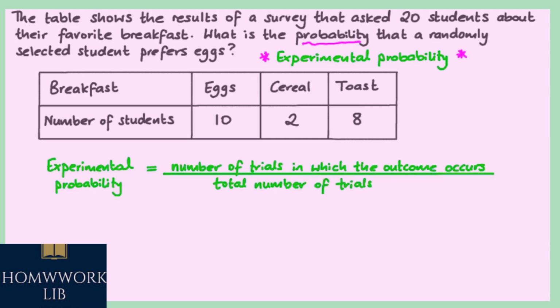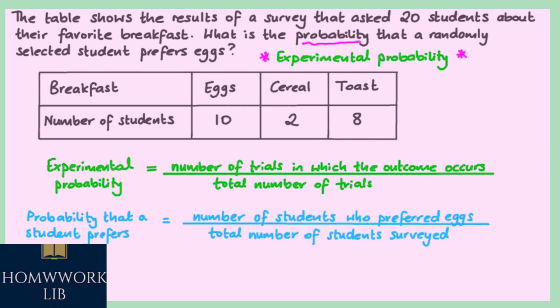The standard formula that we might use to calculate experimental probability is that this is equal to the number of trials in which the outcome occurs over the total number of trials. However, we can rewrite this according to the context. We want to calculate the probability that a student prefers eggs. So that can be calculated as the number of students who preferred eggs over the total number of students surveyed.